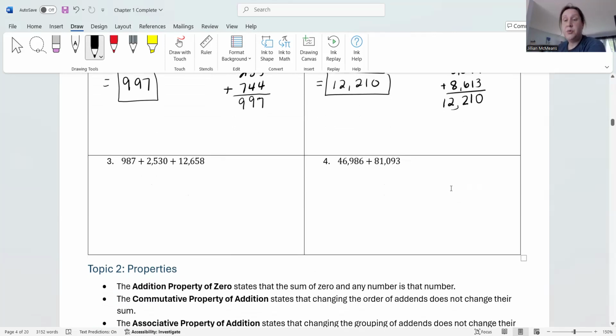Okay, for part 3, we have 3 different numbers, and notice they have a different number of digits each. The first number, 987, has 3 digits. The second number, 2,530, has 4 digits. And then the third number has 12,658.